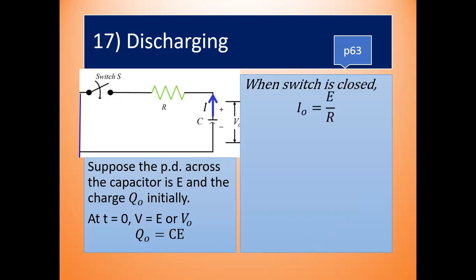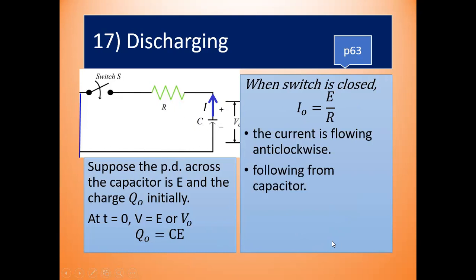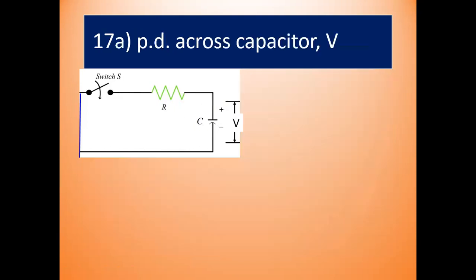When the switch is closed, same thing, I know it's E over R. This capacitor now becomes like a battery, discharging. So the potential is E initially, divided by R. That's how we calculate the current through the resistor. The current flows anti-clockwise, flowing from the capacitor.